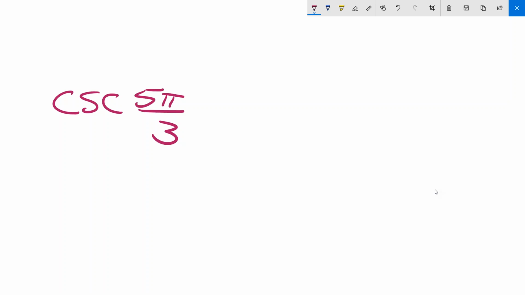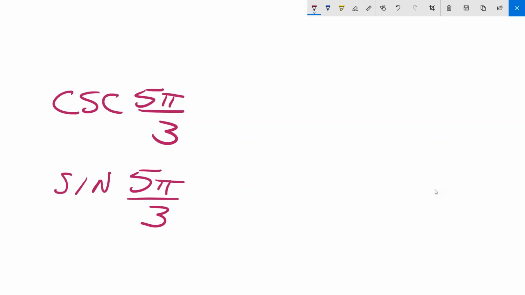Yeah. So, we're going to turn it into a sine problem. We're going to figure out what the sine of 5 pi over 3 is. And then we're going to take whatever that answer is and flip it. Just invert it. And that's what the cosecant of 5 pi over 3 is going to be.